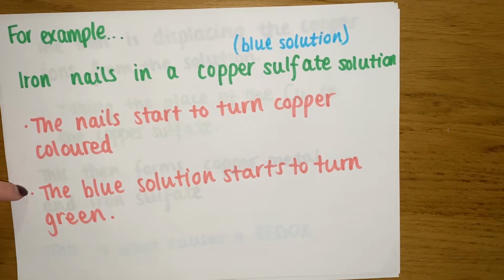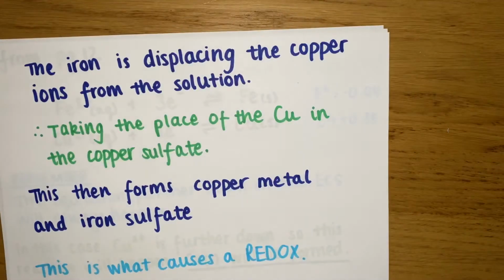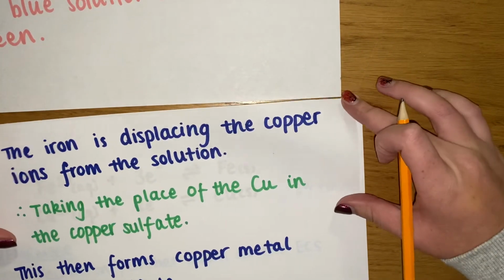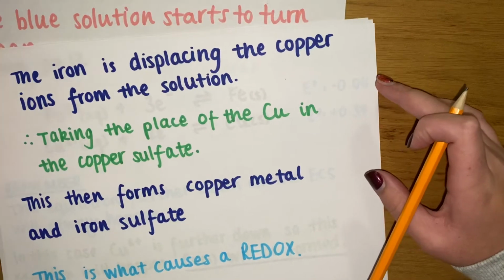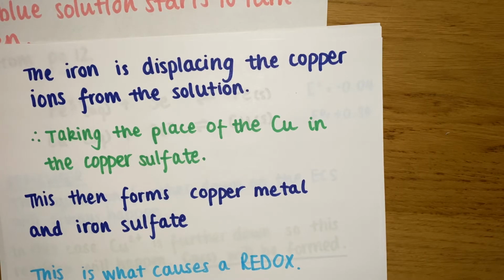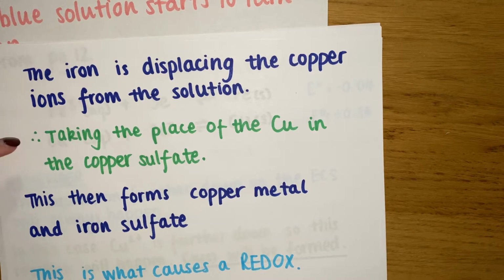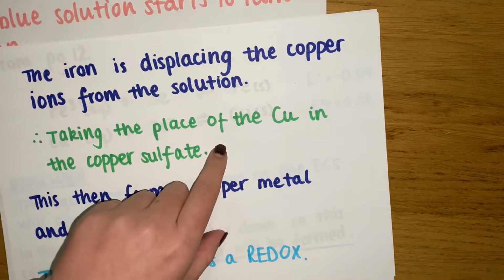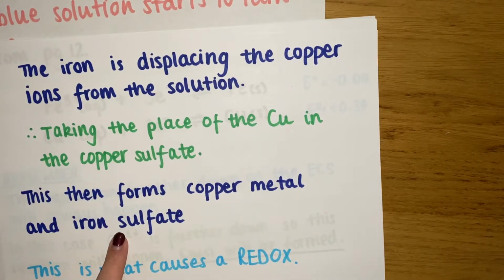to turn green. So what's happening here is the iron metal, the nail that we added in, is displacing the copper ions in the solution, it's taking their place. So they're going to switch about. With the iron taking the place of the copper in the solution, it's going to form iron sulfate.